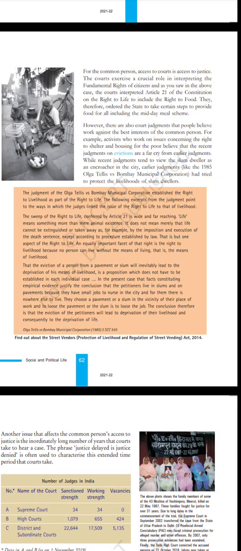The judgment of the Olga Tellis versus Bombay Municipal Corporation established the right to livelihood as part of the right to life. The following excerpts from the judgment point to the ways in which the judges linked the issues of the right to life to that of livelihood. The sweep of the right to life conferred by Article 21 is wide and far reaching. Life means something more than mere animal existence.